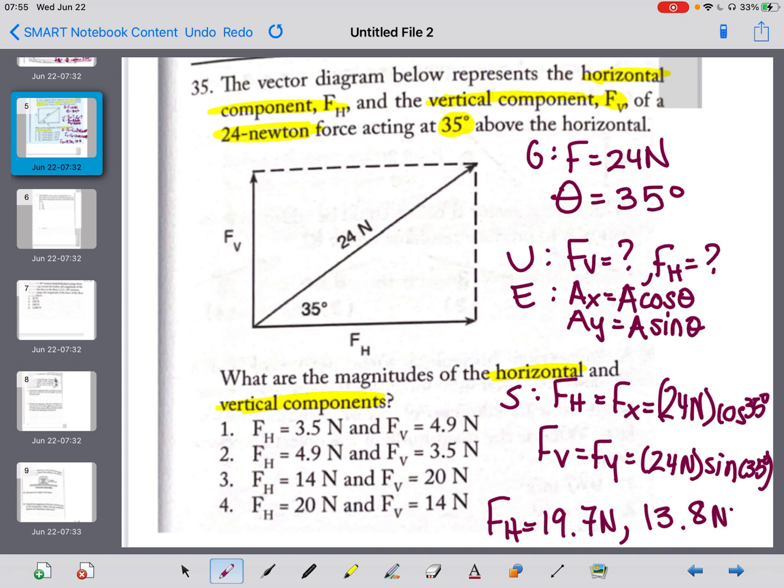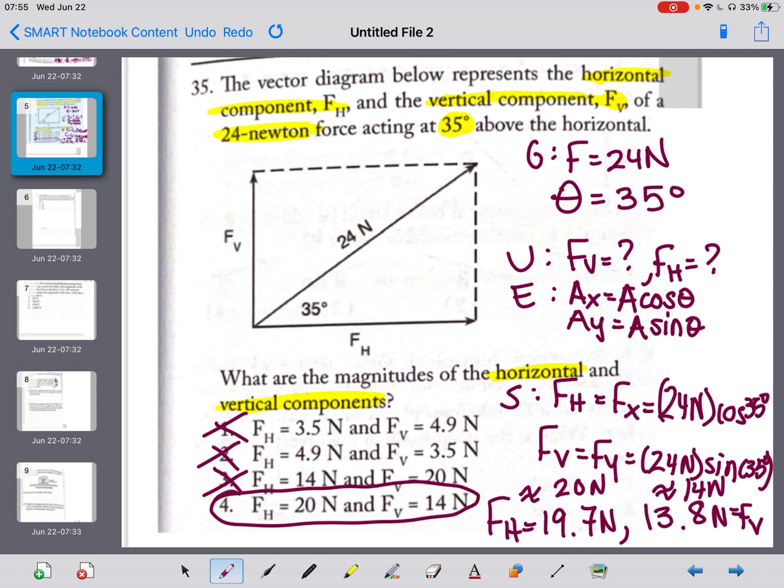I got the following answer of 13.8 Newtons for FV. So let's go to my answer choices. For F of H, the first one's no good, the second one's no good, the third one's no good. The fourth one seems like a real winner though, because this is close to 20 Newtons, and this one is close to 14 Newtons. That's all you have to do here. Your rounding will definitely make sense. They're not going to choose crazy numbers for you to round with, so it should be straightforward.